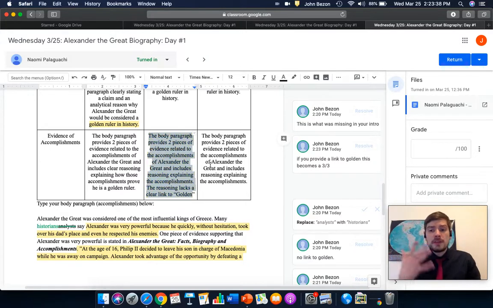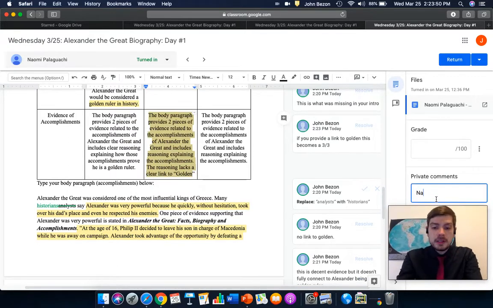So pretty much if Naomi fixes her claim and then redirects her evidence and reasoning to be back to supporting the claim that Alexander is a golden ruler, she'll get full credit on this. So I'm going to write that in the comments. Naomi, you missed the task of linking Alexander back to being a golden ruler. If you make the edits, you will get full credit because your background info and evidence is strong.